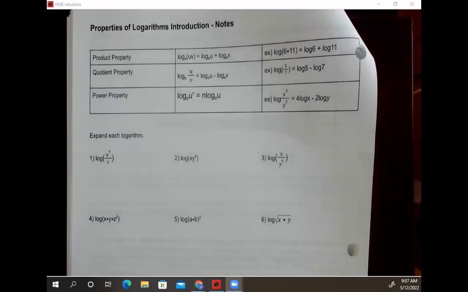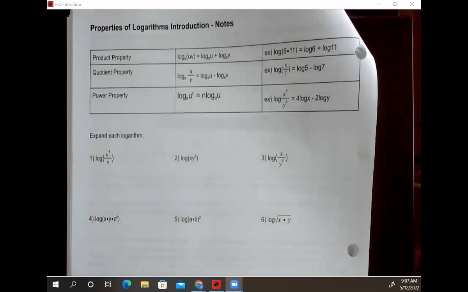We are on page 46 for today. We have one more sort of lens that we're going to use to view logs. We're going to talk about a couple different properties of logs that we can use to be able to rewrite them. We're going to see the terms expand and condense today.